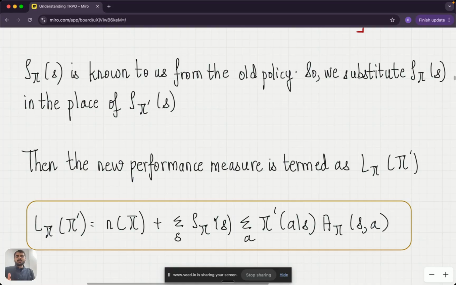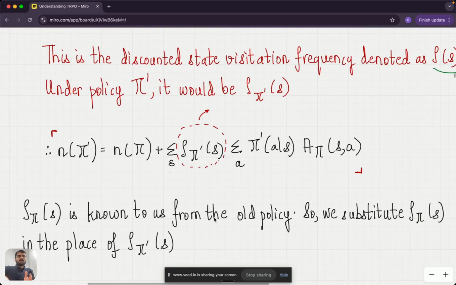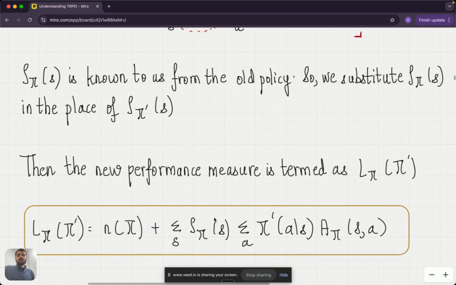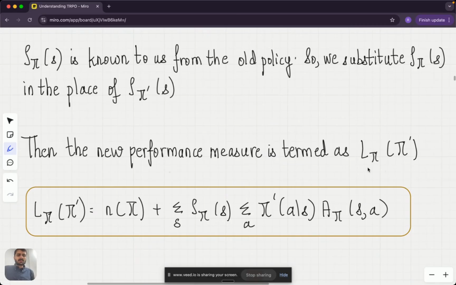Now, once we got that expression, it became apparent to us that we do not have this term with us. We do not know which state the agent is visiting for the new policy, and we say that, okay, fine, we are going to use the distribution which we know from the old policy itself, and we are going to replace that term in this expression. And then we get a new performance measure which is denoted by L pi of pi dash, where pi denotes the state distribution under the old policy, but performance is calculated for the new policy itself.